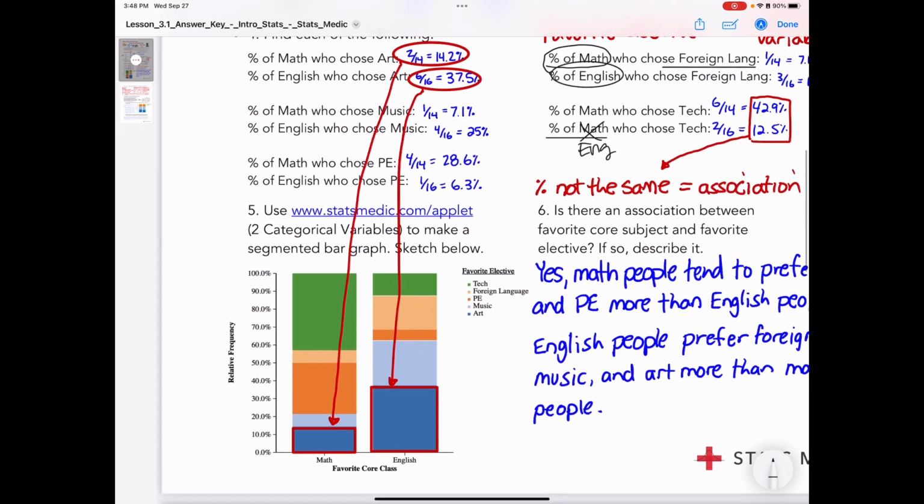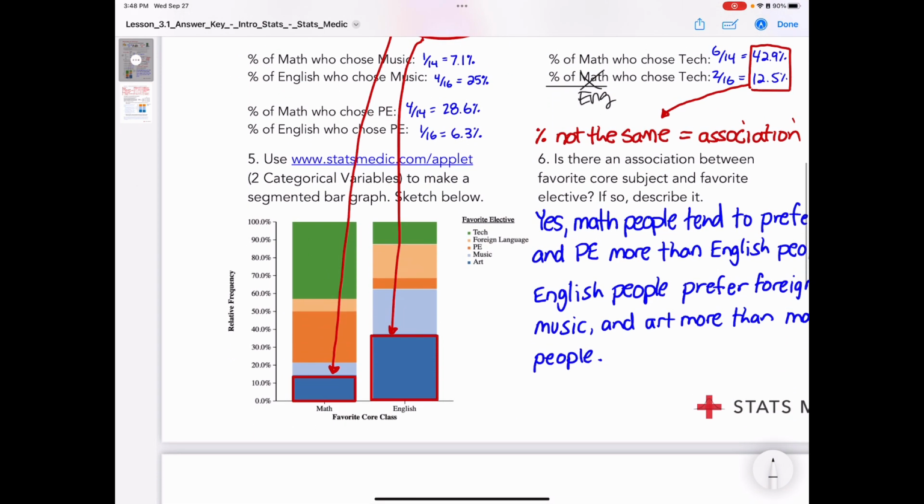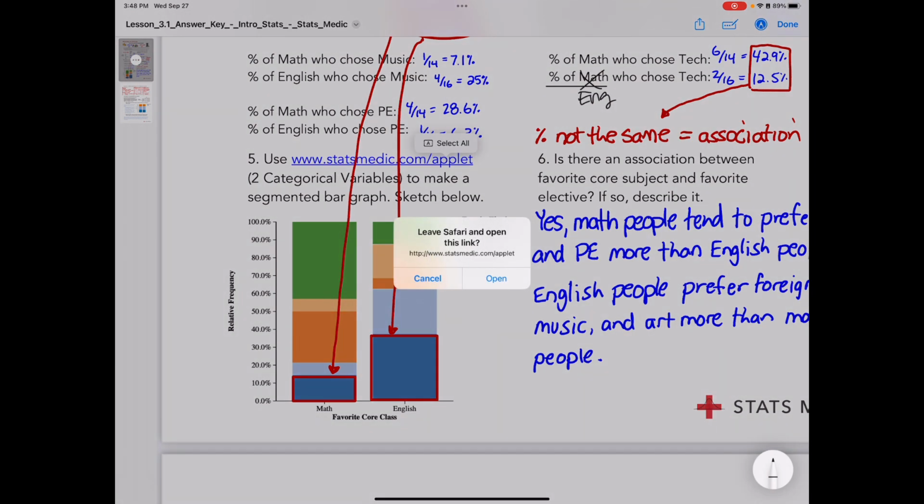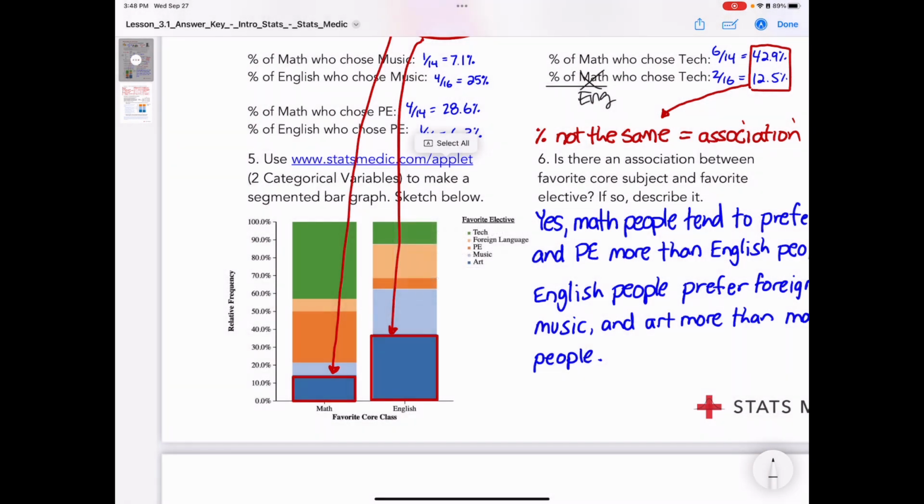Okay, so what I'm going to have you do is make a segmented bar graph. You can click this since you're online. If you click it, you can go ahead and open it. I'm not going to open it right now, but you can make yourself a segmented bar graph, and mine comes up here. If you're in class, what we did is we used our phones and our computers to go to statsmedic.com, and we chose our app. You have to choose 2 categorical variables, and then you put in all the percentages. And then we have a segmented bar graph.